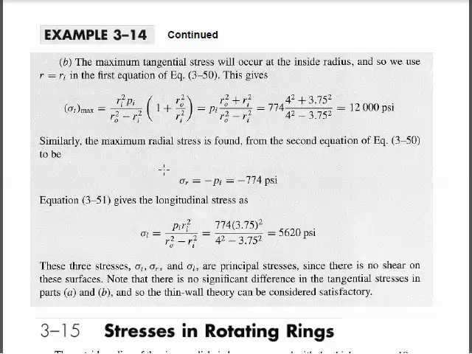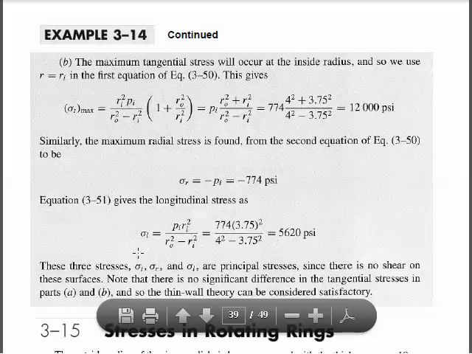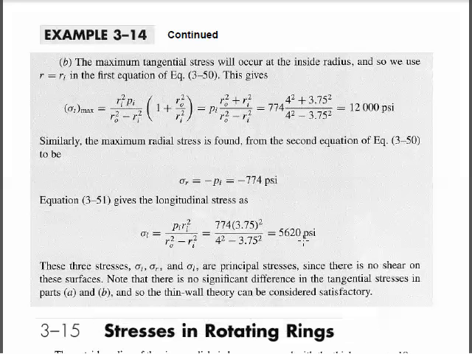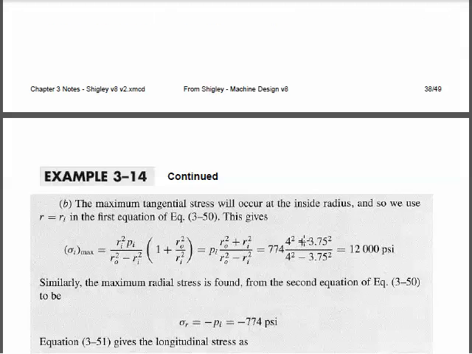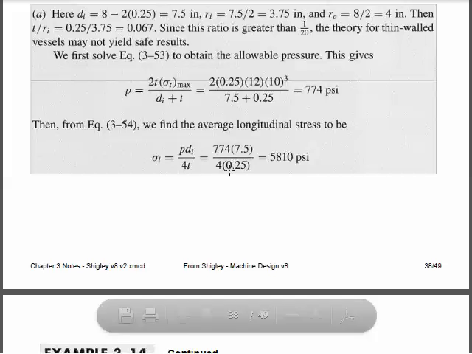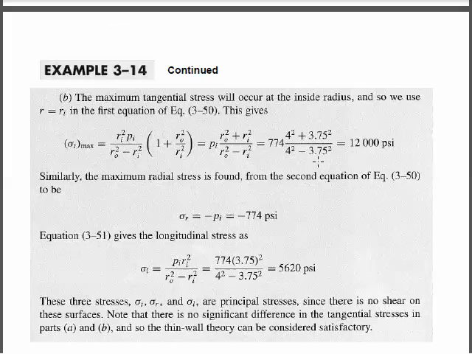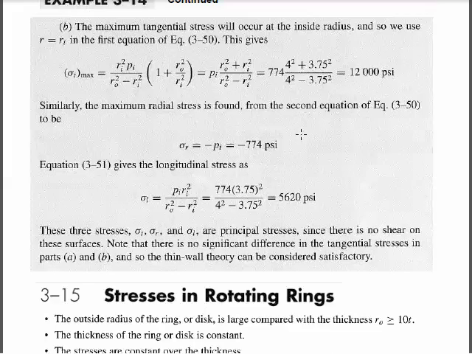The maximum radial stress on that inner wall is, of course, the pressure. So sigma radial is simply the pressure, and that's pretty low, 774 psi. Then our longitudinal stress can be calculated for a thick wall cylinder. We can go back to equation 3-51, and we get a 5620 longitudinal stress. What did we get for the longitudinal stress of the thin wall cylinder? Right here, 5810 compared to 5620.